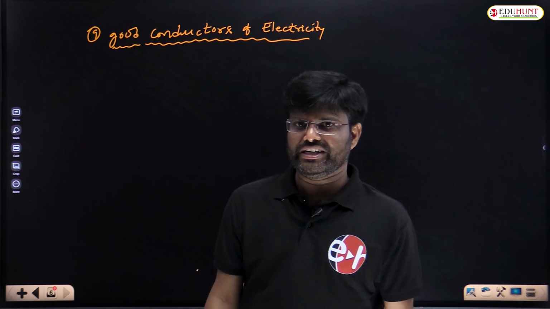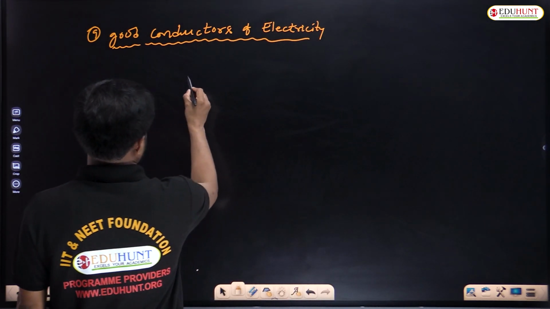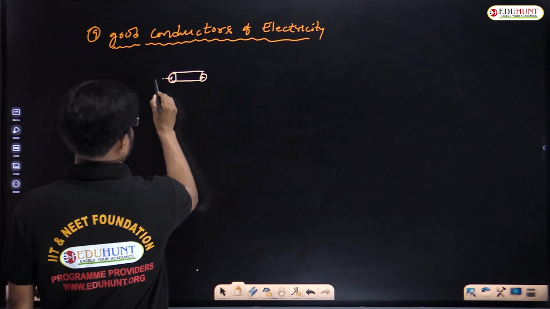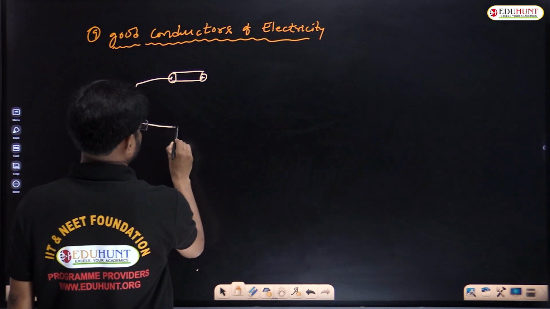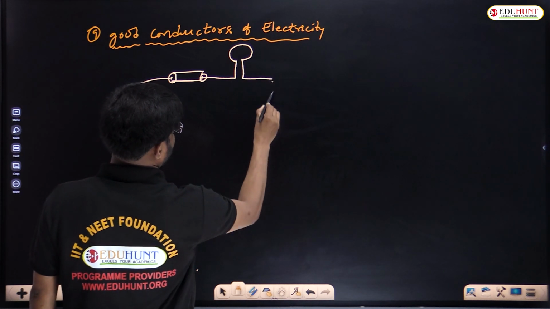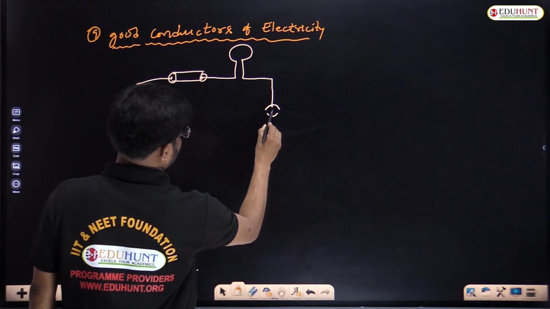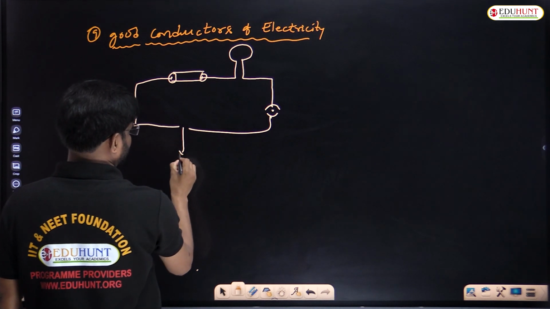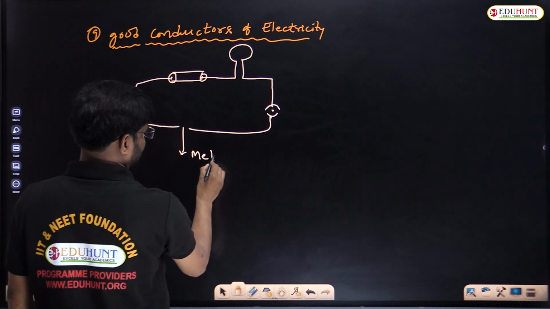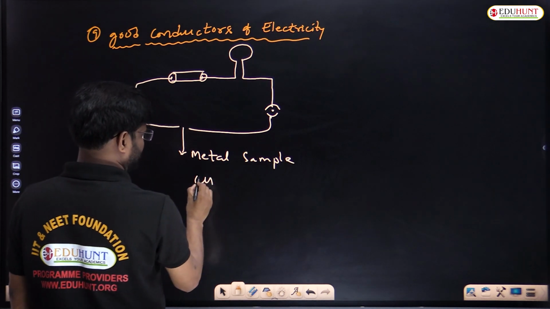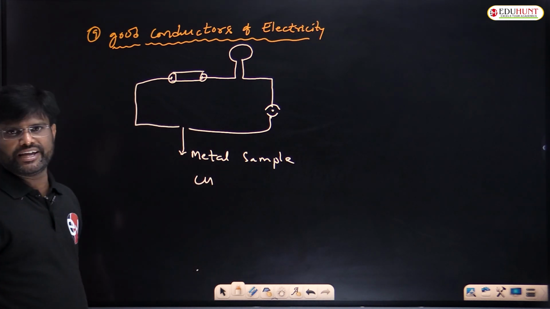In order to explain good conductors of electricity, I will take here a battery connected to a wire, and here a bulb, and here a plug. Connecting here, we will insert the metal. This is the metal sample. I am taking the copper metal.